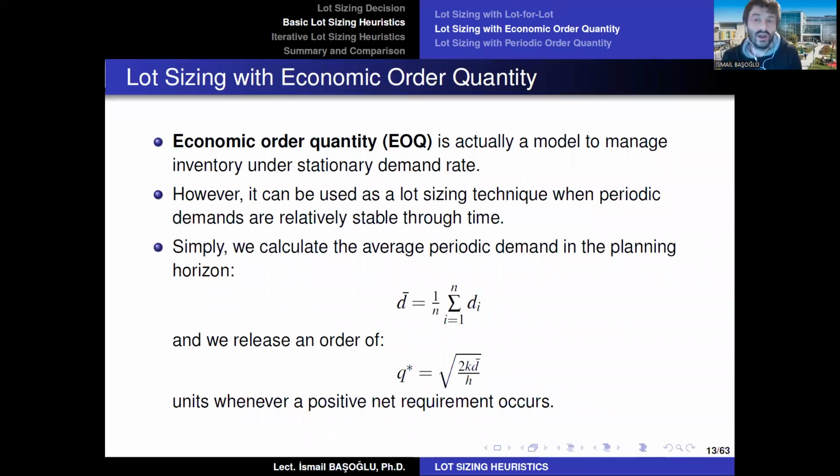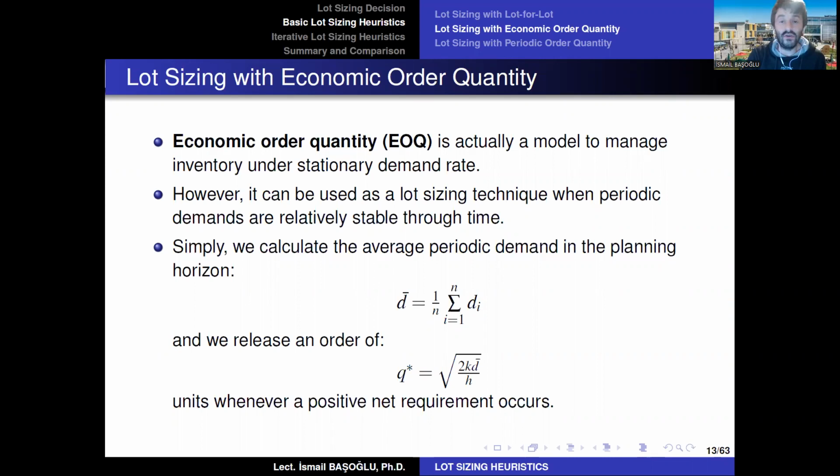Hello again, my friends. We are going to continue with the second lot sizing heuristic, which is going to be based on the economic order quantity approach. So here the idea is to release an order at a fixed quantity whenever we have a net requirement. Unlike the lot for lot approach, here we are going to release an order at a fixed quantity.